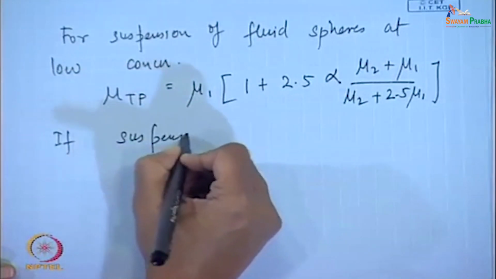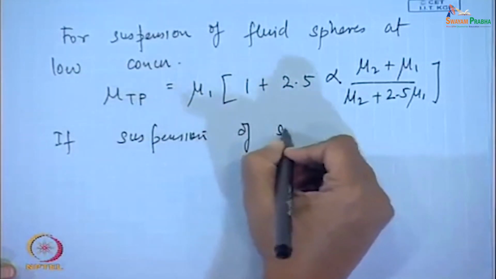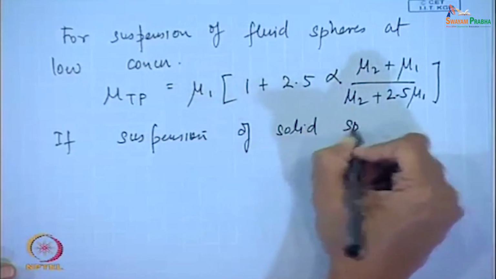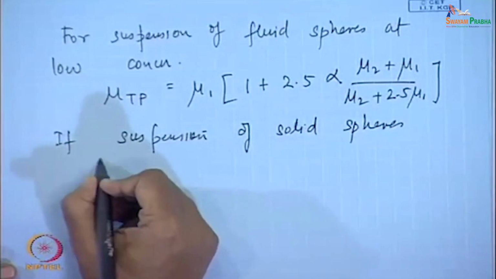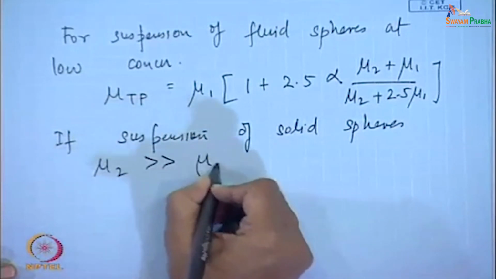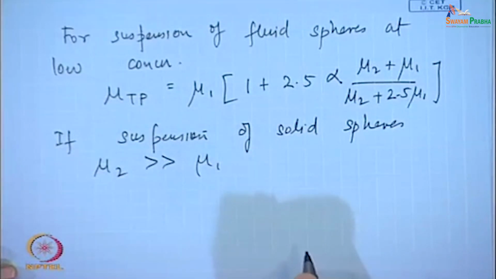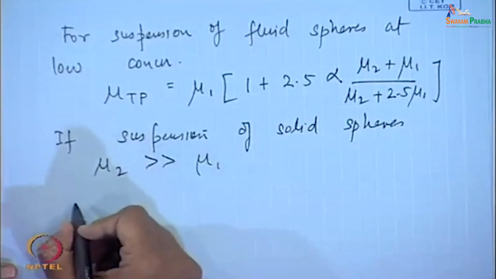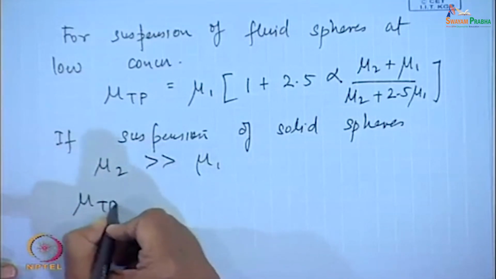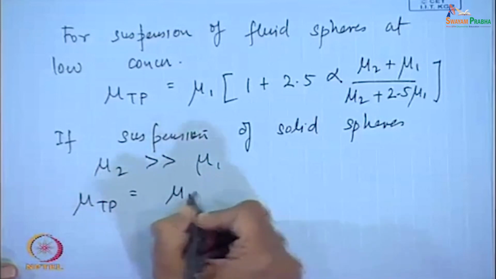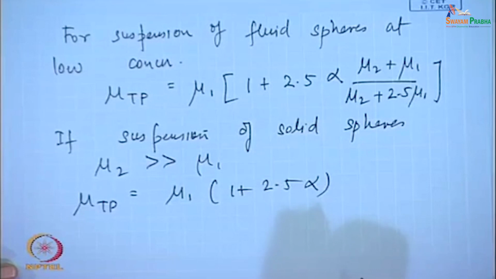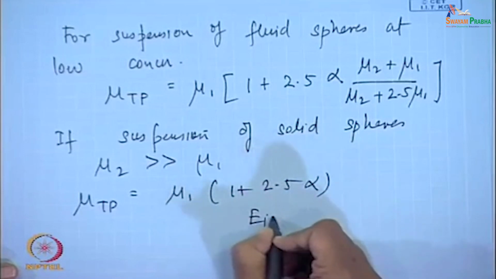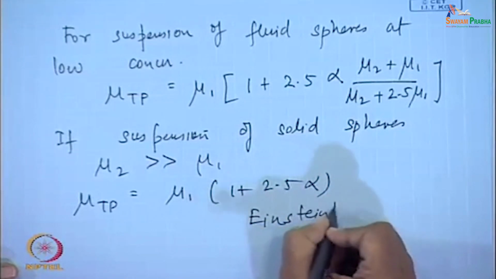For such a situation, if the suspension comprises of solid spheres, then what happens? Under that case mu 2 is much greater than mu 1, yes or no? So, therefore, under such circumstances mu Tp becomes mu 1 into (1 plus 2.5 alpha), okay, which is termed as the Einstein's equation.